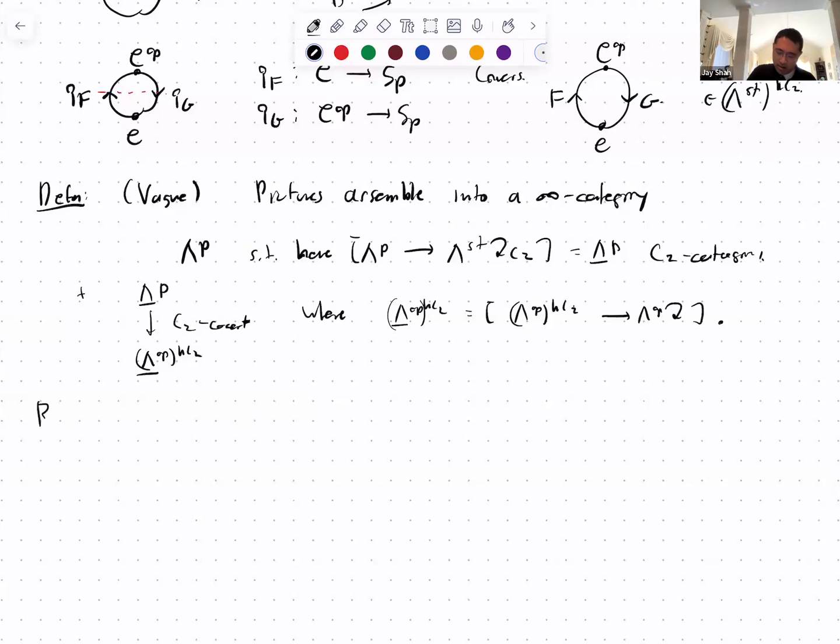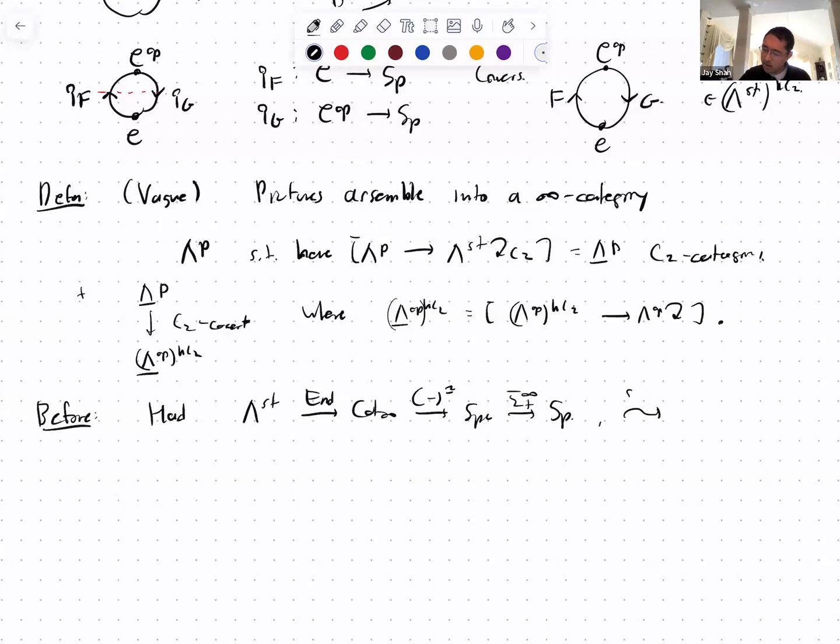So before, I had this composite. I took endomorphisms. I took the core. And I took suspension. And I took the stabilization or linearization to get my functor of stable endomorphisms, which then I define THH as being under.